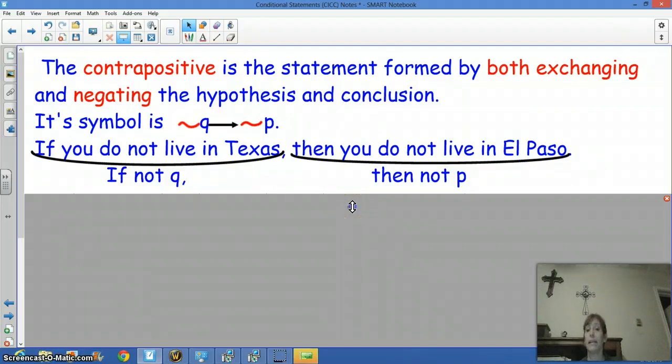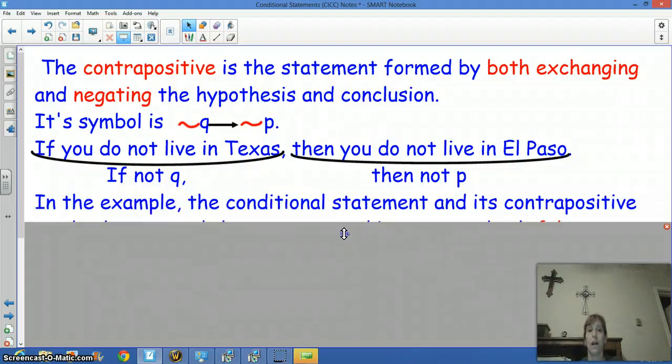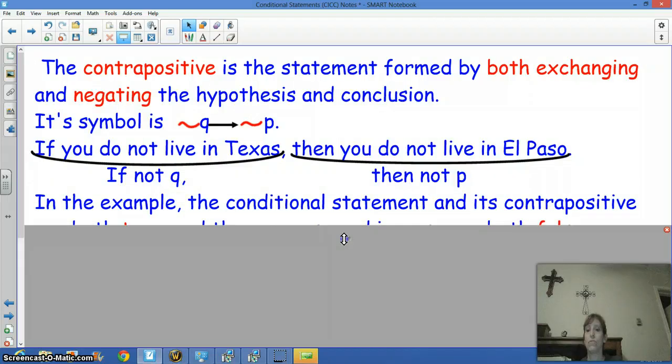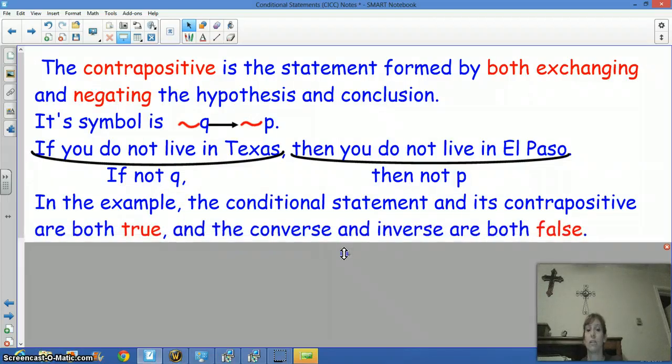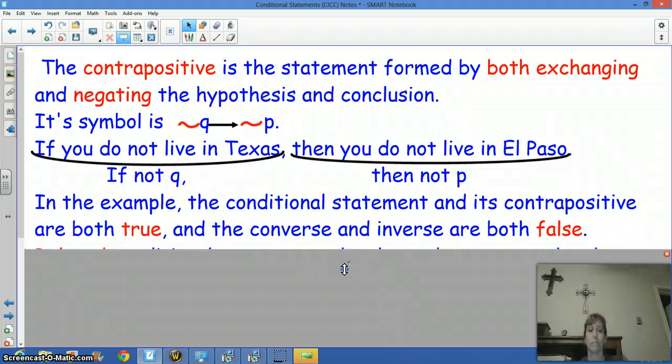Okay? And that is actually a true statement. You can't have a counterexample that would negate that. Alright, in the example, the conditional statement and its contrapositive are both true. And the converse and inverse are both true. So they sort of go hand in hand.